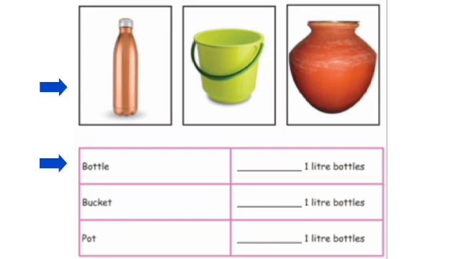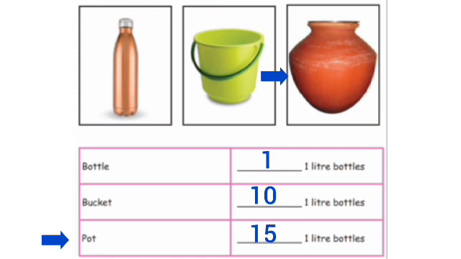Children, first one, the bottle can hold one 1 liter bottle. In the bucket, I have filled 10 one liter water bottles. The bucket can hold 10 one liter bottles. Next one, pot. In the pot, I have filled 15 one liter water bottles. So, the pot can hold 15 one liter bottles.